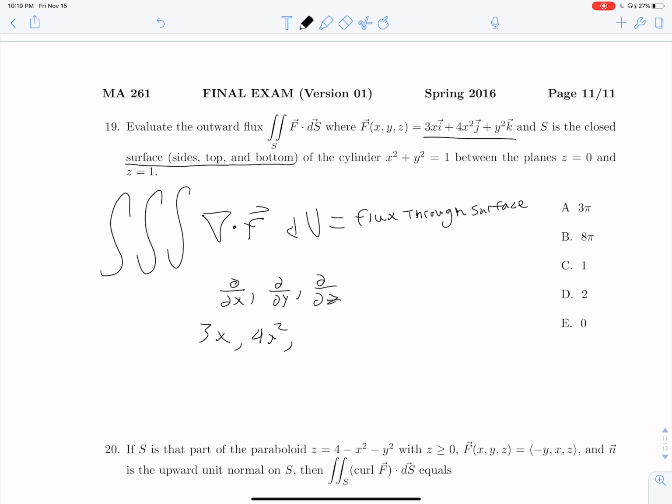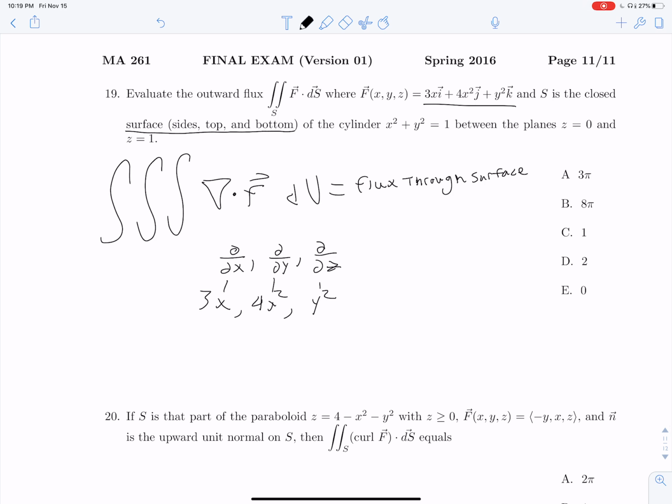4x squared, y squared. And so if we take our dot product, the partial derivative of 3x with respect to x is 3, and there's a dot product, so we're adding. The partial derivative of 4x squared with respect to y is 0, and the partial derivative of y squared with respect to z is 0. So overall, our del dot f is just 3.